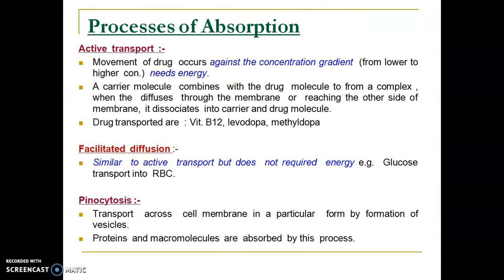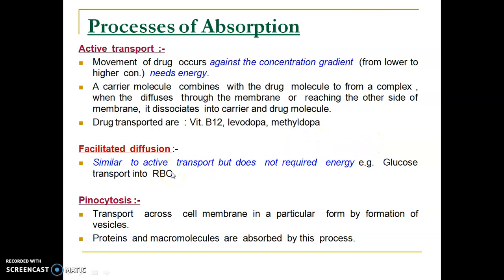Next are the specialized transport processes, the first being active transport, where the drugs are transported against the concentration gradient, from lower to higher concentration, which requires energy. A carrier molecule combines with the drug molecule, forming a complex, and this complex diffuses through the membrane. On the other side of the membrane, it gets dissociated into carrier and drug molecule. That's why it is called carrier mediated transport. Examples are vitamin B12, levodopa and methyldopa.